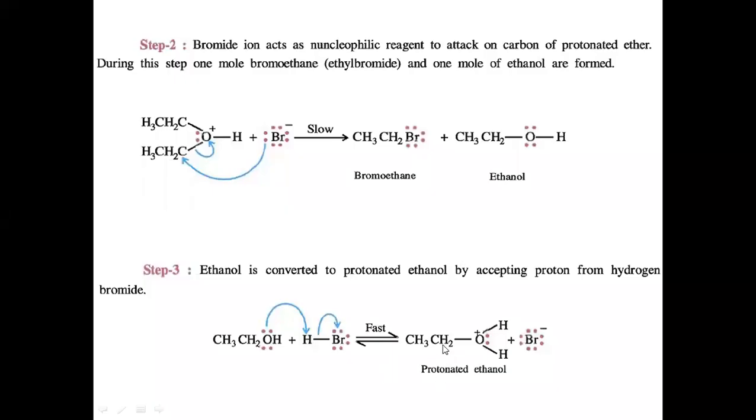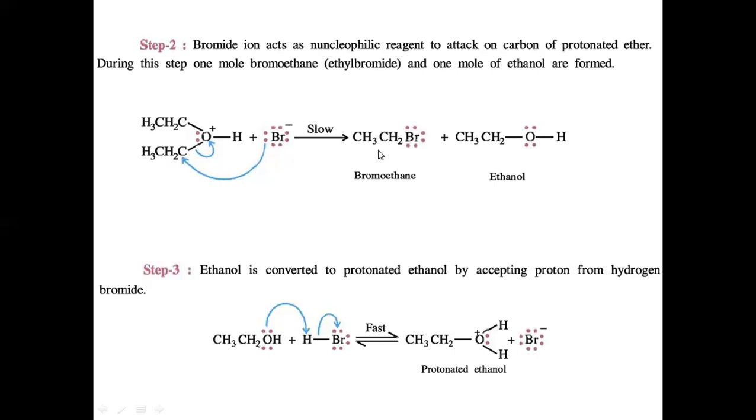So over here we can get this one. Bromide ion acts as a nucleophilic reagent to attack the carbon of protonated ether. During this process, 1 mole of bromoethane, that is ethyl bromide, and 1 mole of ethanol are formed. That is CH3CH2-O-CH2CH3 with hydroxide and Br. See the protonation over here, the bond will go over here, and this electron will go over here.